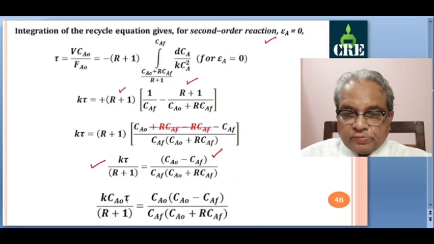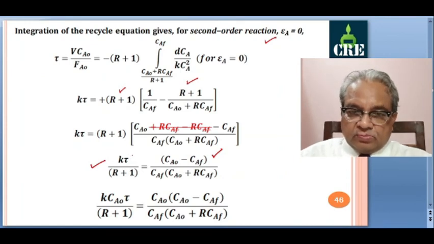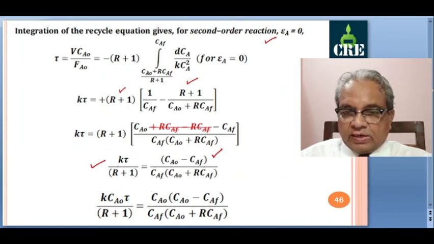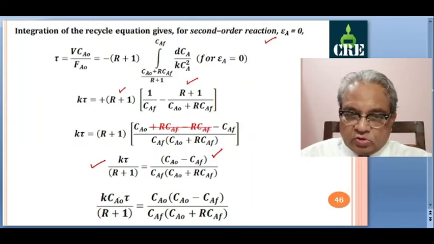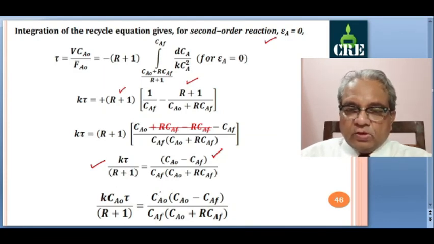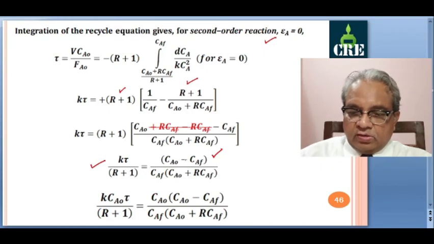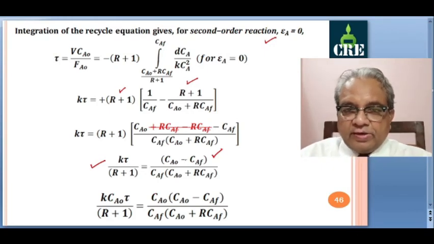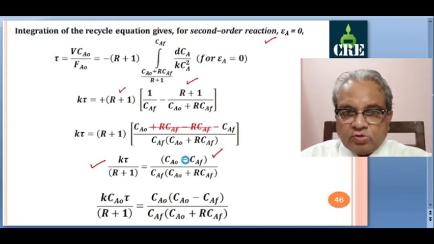If you multiply this, we use K CA0 tau to represent the dimensionless term, which is known as the Damkohler number. We'll see that later. K tau for first order, K CA0 tau for second order. So I will write in this form. I multiply by CA0 to both the sides. So K CA0 tau by R plus 1 we get as CA0 into CA0 minus CA. So this is the final integrated form in terms of K CA0 tau.